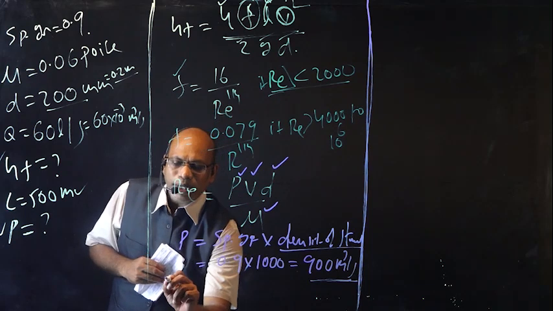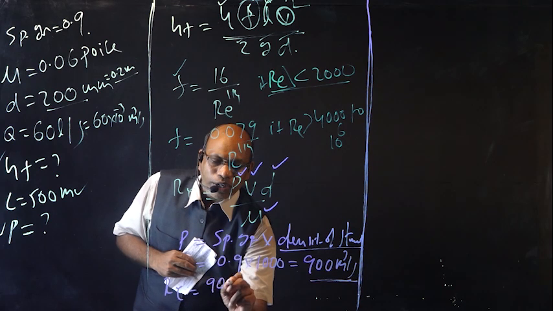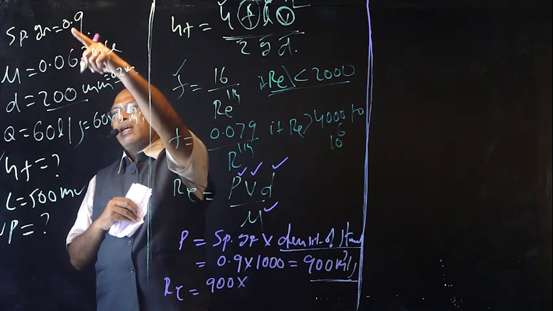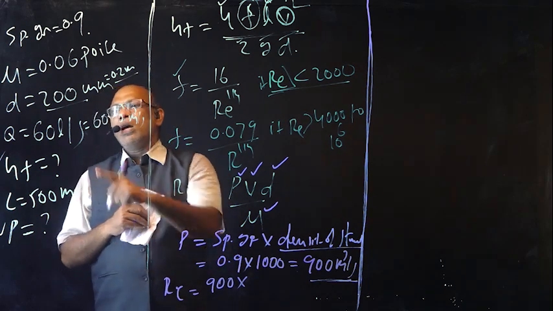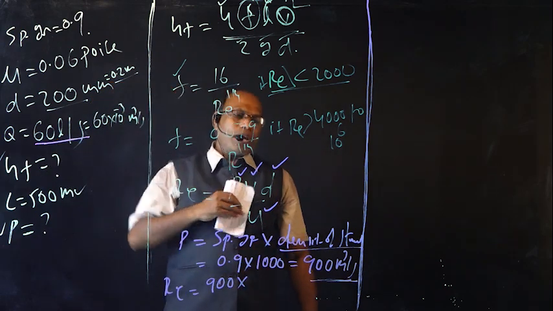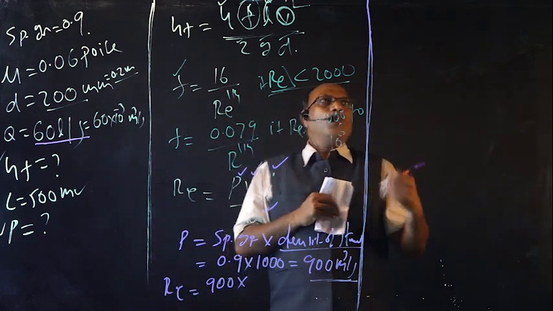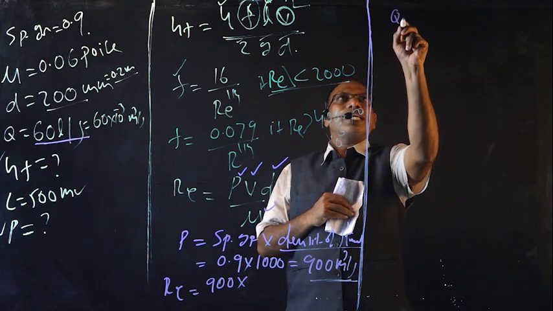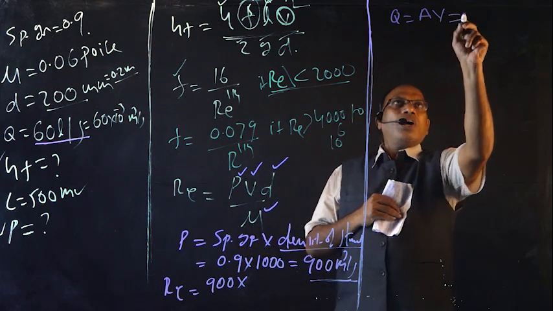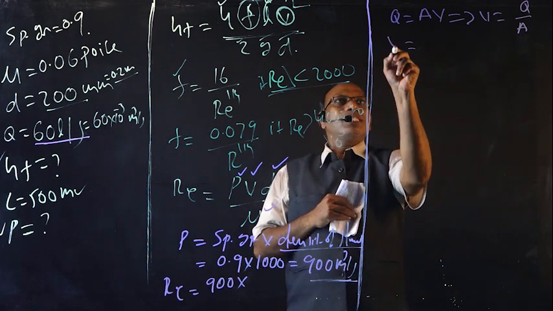Now we have determined the density of the liquid. Then the Reynolds number Re is equal to rho V D by mu. What is the rho value? 900, into the velocity of flow. The velocity of flow is not given, but they have given the discharge. First we are going to determine the velocity of flow. For that, we know one standard formula, Q is equal to A V, cross-sectional area into velocity, or V is equal to Q by A.